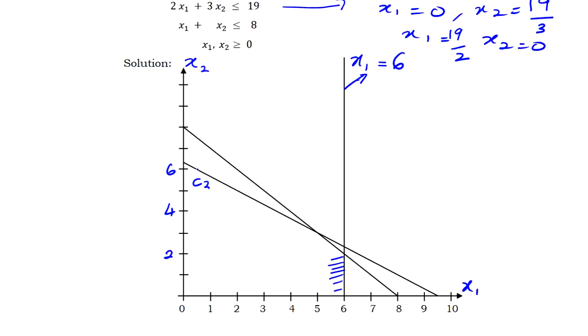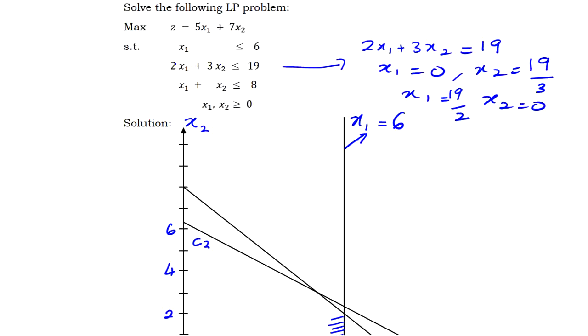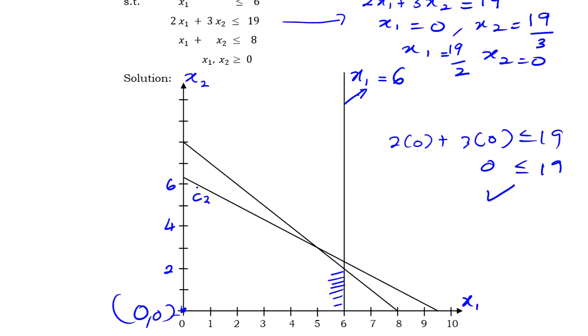Okay. So to check which direction for this constraint, you need to check by using a reference point. It is easier to take 0, 0 as the reference point. So 2 times 0 plus 3 times 0, we get left hand side equals to 0, right? So 0 is less than or equals to 19. Is it correct? Yes, right. Therefore, for this constraint, the direction is towards the reference point.